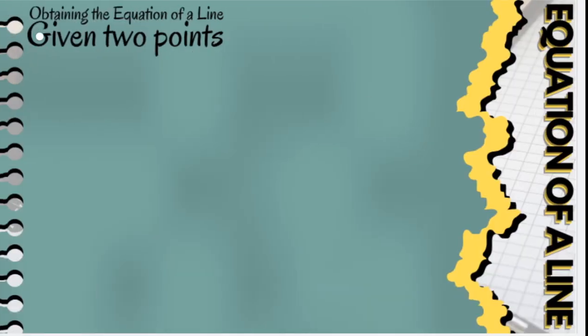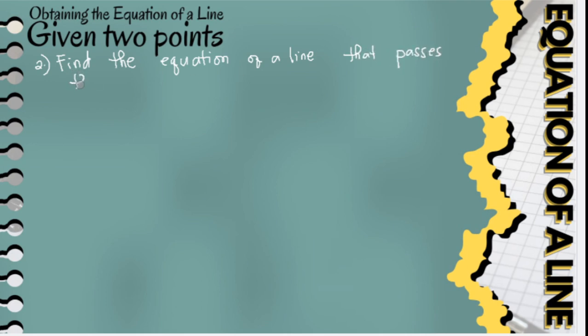Let's say, for example, we have here: find the equation of a line that passes through the points (-1, -3) and (2, 3).